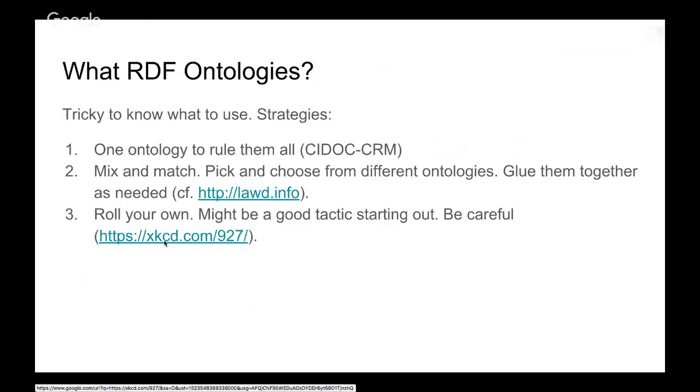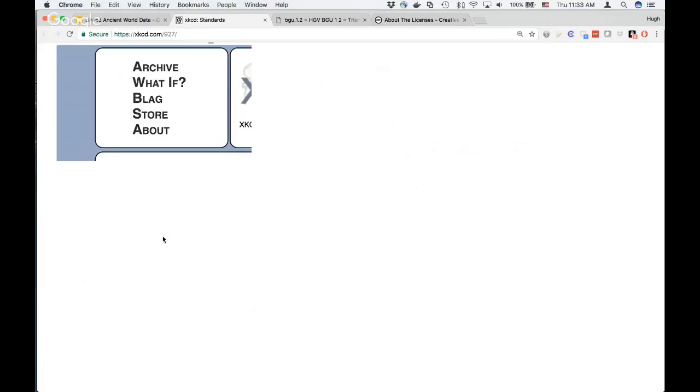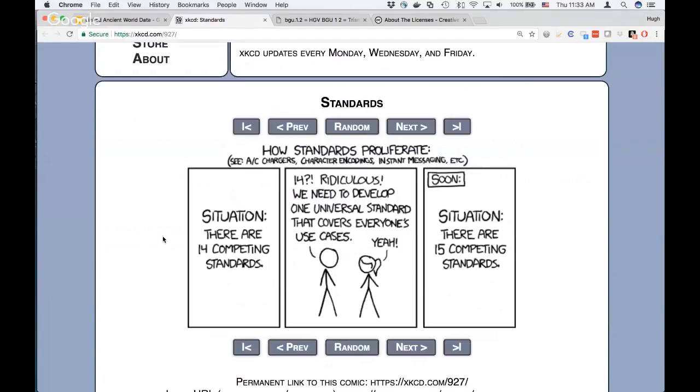Obviously, this might be a good way to start because you don't have to go searching for what you want to talk about. You can simply make stuff up. But you have to be a bit careful. You've probably seen this cartoon already, but we're going to fix everything. There are 14 standards. We're going to just cover everything. And you end up with, well, okay, now there are 15 standards.